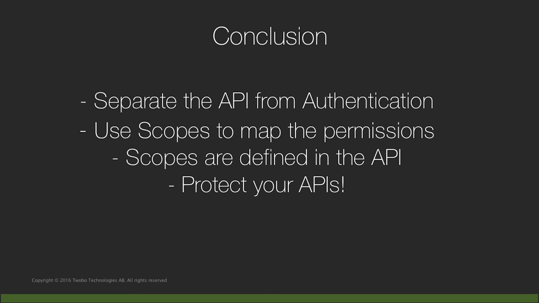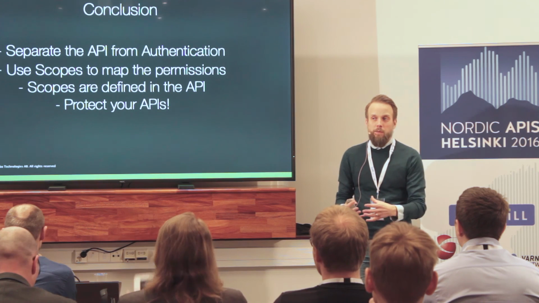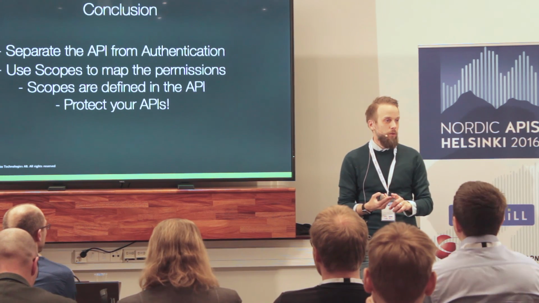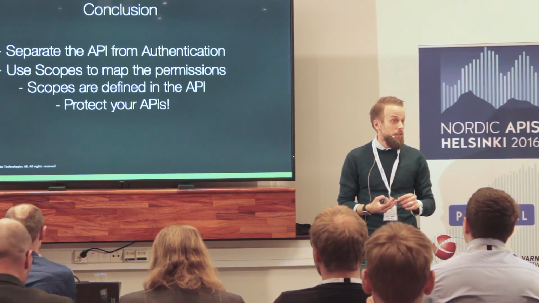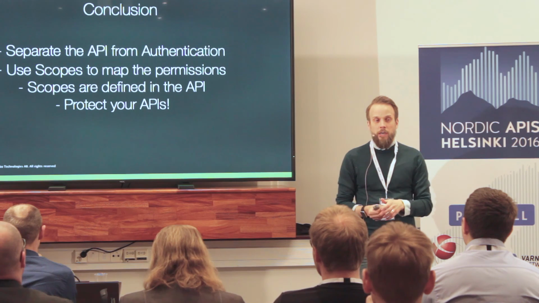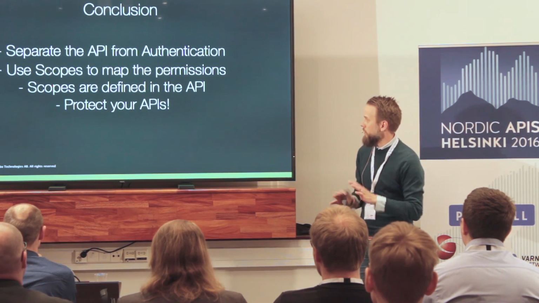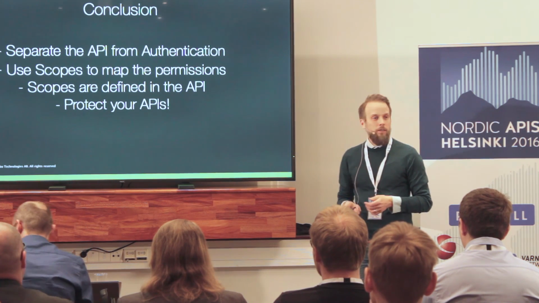And define the scopes in the API. The API knows what it wants. So when the API designer says, this one should be able to do read and write, and I call it articles, then the designer has a pretty easy job of saying, okay, articles read, articles write, two easy scopes. If you end up with 15, 20 scopes, you're probably overdoing it. You want to do something in between. There are, of course, more advanced use cases. And then in the end, protect your APIs.